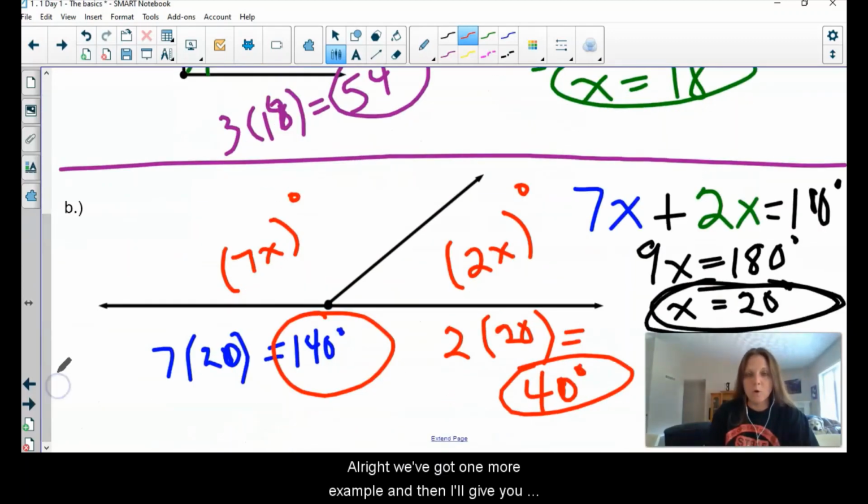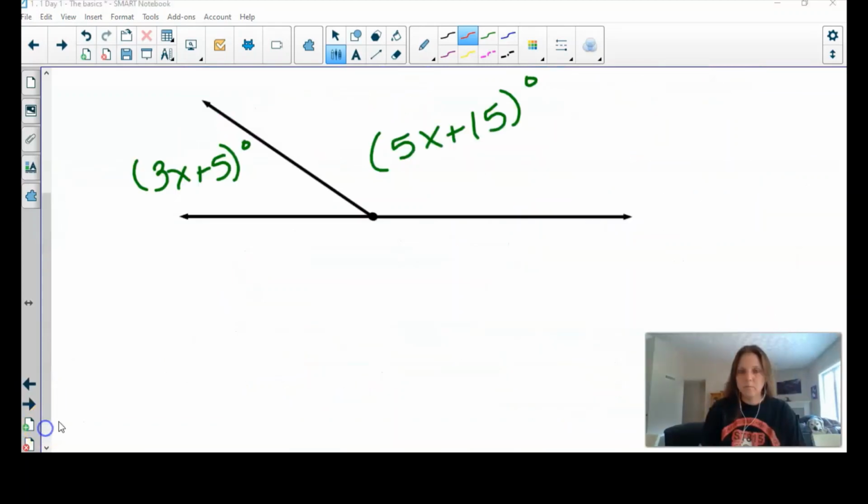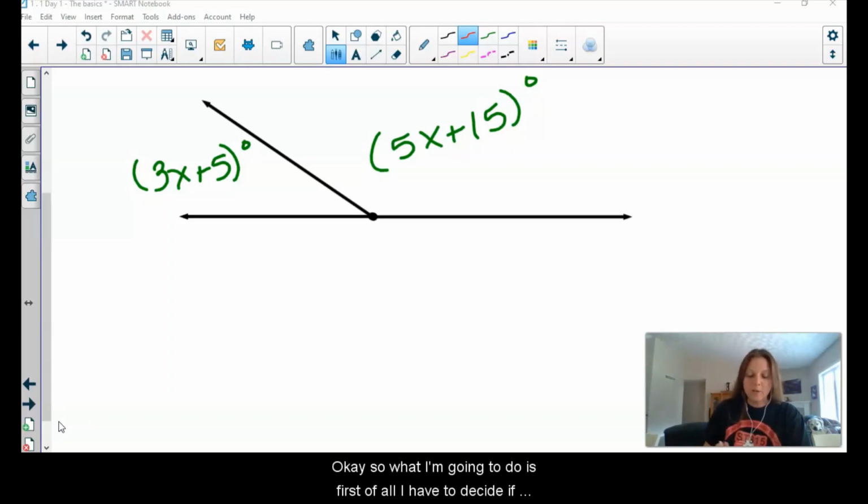All right, we've got one more example, and then I'll give you the assignment for today. So this is our last example for today. If you need to pause, go ahead and pause and copy down the example. Okay, so what I'm going to do is, first of all, I have to decide if this is a complementary angle, which is 90, or supplementary. You can see it's a line, it's a straight angle, so it would be considered supplementary. So these two angles will add up to 180.